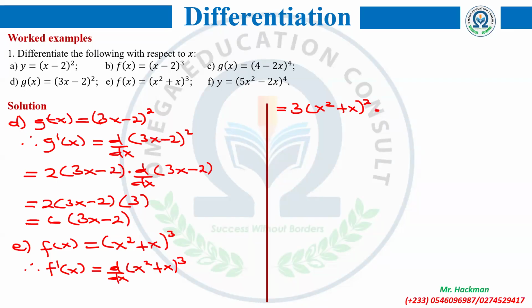But that is not all. Times d dx of what? What you have in bracket, the function. So it will be d dx of which function? X squared plus x. Very good. Okay, so now this will be equal to this one you maintain.